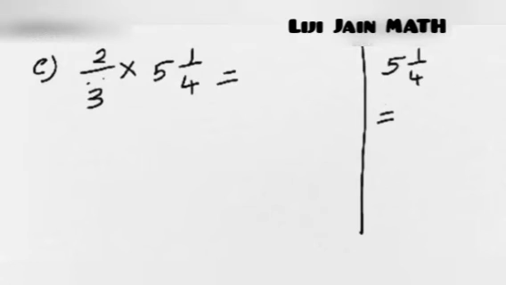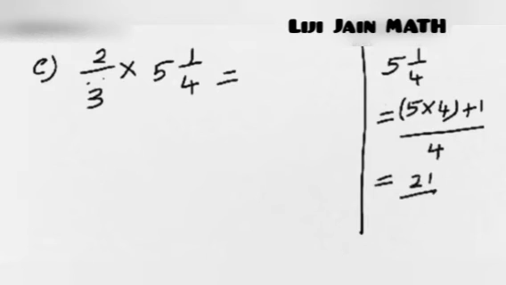Isn't it? Which is the whole number part? 5 is the whole number part. Whole number into denominator 4. Plus the numerator, plus 1, over the denominator 4. What is this? 5 fours are 20. 20 plus 1 is 21 by 4. So instead of 5 1 by 4, we have to write 21 by 4. 5 1 by 4 has been converted to 21 by 4.